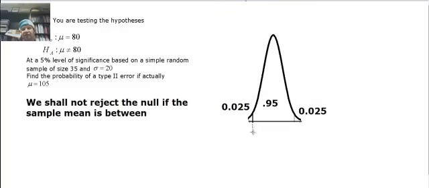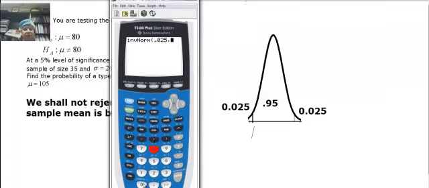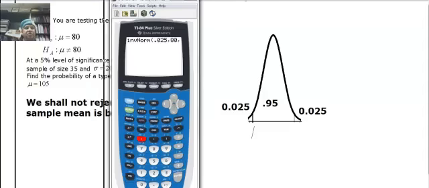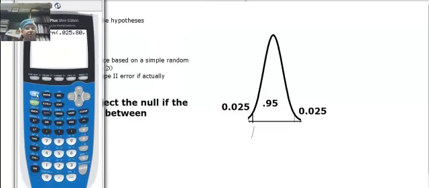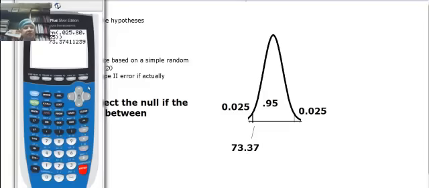So let's compute these values then. First get this one here. Get the calculator. So what I would do, second, inverse normal, and which percentile do I want? 2.5th here, comma, and my assumed mean, we will work with the premise, that is 80, and sigma is 20, divided by the square root of 35. So this value is approximately 73.37 units, right?